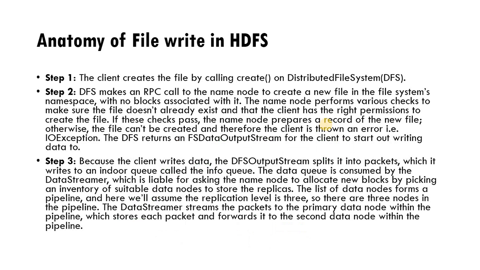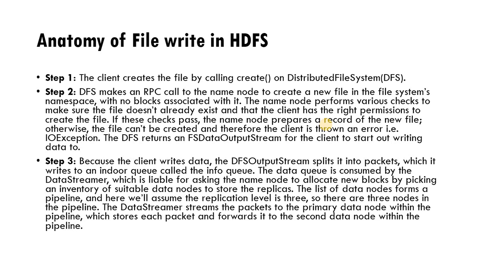Now step 3: as the client writes the data, the DFS output stream splits it into packets, which it writes to an internal queue called the data queue. The data queue is consumed by the data streamer, which is responsible for asking the name node to allocate new blocks by picking a list of suitable data nodes to store the replicas. The list of data nodes forms a pipeline, and here we'll assume the replication level is 3, so there are 3 nodes in the pipeline.